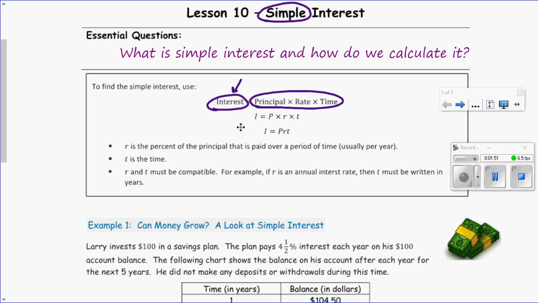Okay, so we can talk more about some other examples, but for now we're going to talk about how to calculate interest using this formula, I equals PRT. I equals PRT, and that's all being multiplied. So principal is going to be our starting amount.